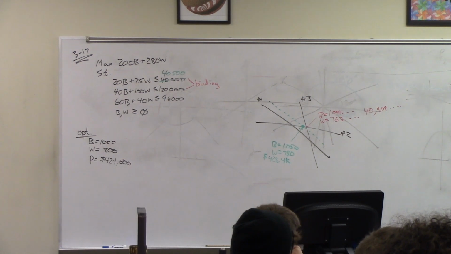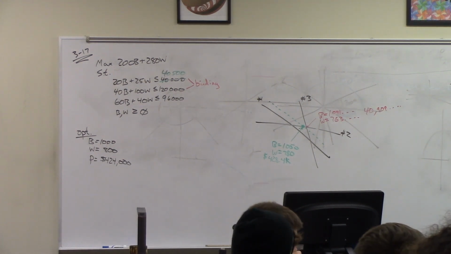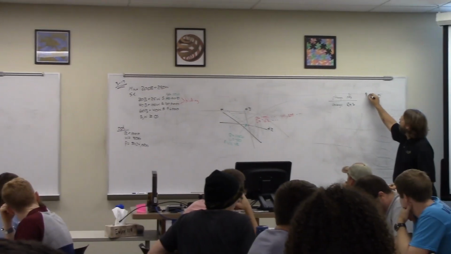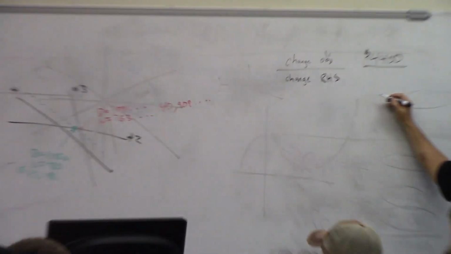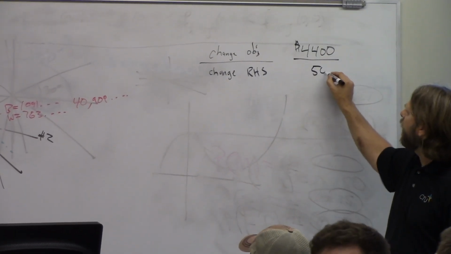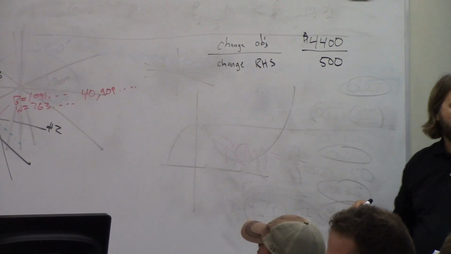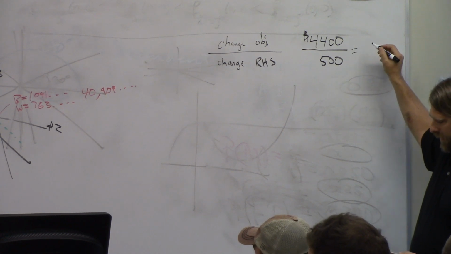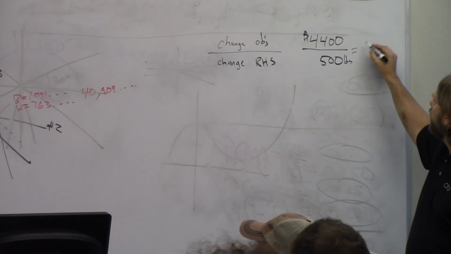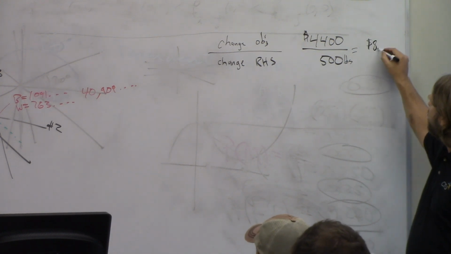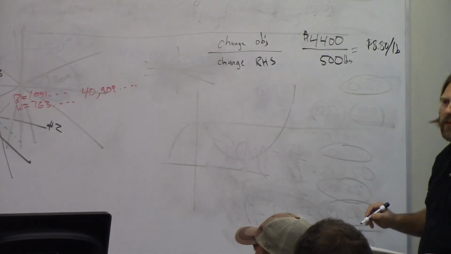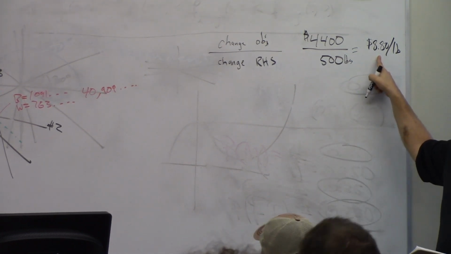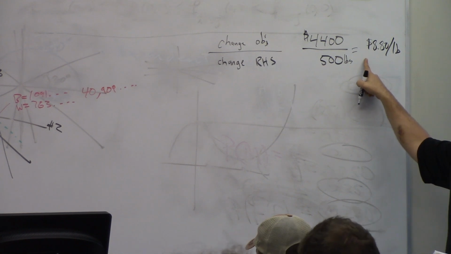Right, so what's our change in our objective? How much did we improve our objective by? And how much did we move our right-hand side by? We increased it by 500, right? So that means that our dual in this case, and this is pounds, is $8.80 per pound. So we expect for every pound of steel that we buy to increase our profit by $8.80.